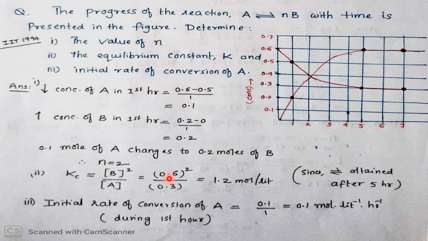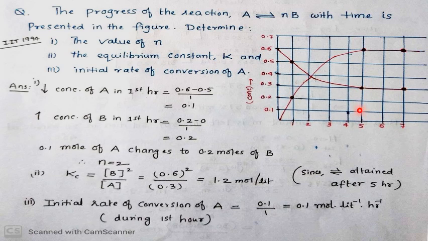So this is very important here. Why have I substituted 0.6 here and 0.3 here? This is important because Kc means equilibrium constant. But where is equilibrium existing here? This is not equilibrium, it is decreasing and increasing. But yes, check, at the 5th hour there is no change. At the same time, here also there is no change. It means equilibrium is existing after 5 hours.